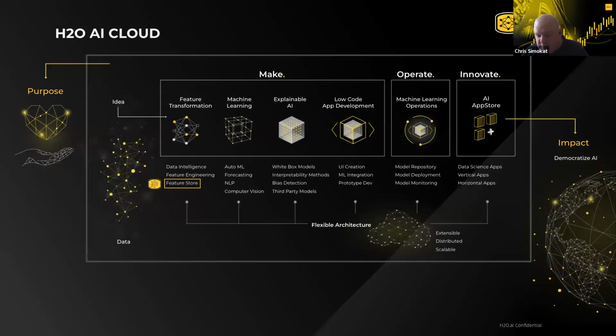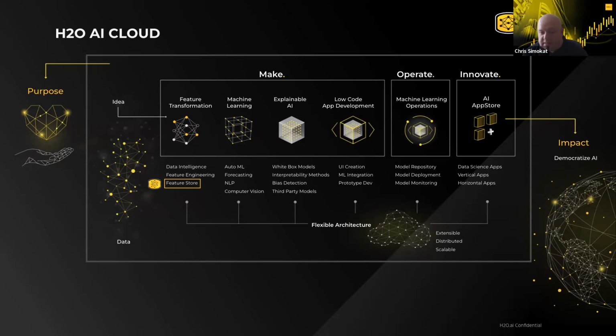So as I've mentioned, the feature store is a component of the H2O AI Cloud. And while there have been many webinars that cover the other components, we won't address it all here. At a high level, you come with a purpose, you bring your idea and data, and then you make, operate, and innovate using our flexible, extensible, distributed, and scalable architecture to deliver an impact to democratize AI across your organization.